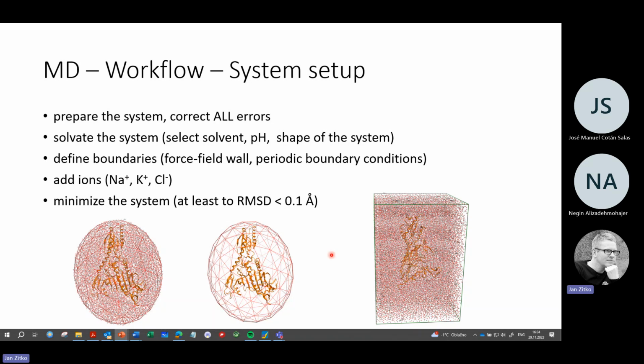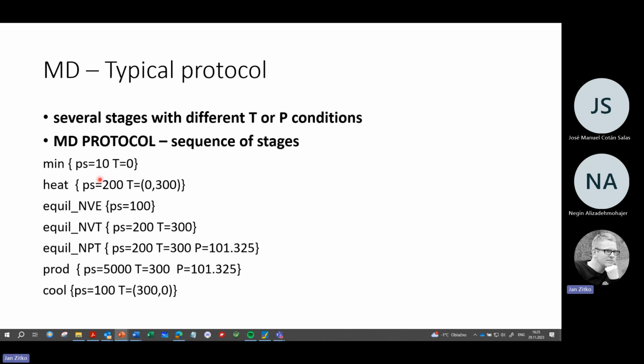Then you do the minimization, like a normal force field minimization. You can do this in advance, or you can do it as a part of the molecular dynamics. If you do it as a part of molecular dynamics, this is a force field minimization. It's not molecular dynamics in the strict sense, because here you have temperature 0, so no velocities for the particles.